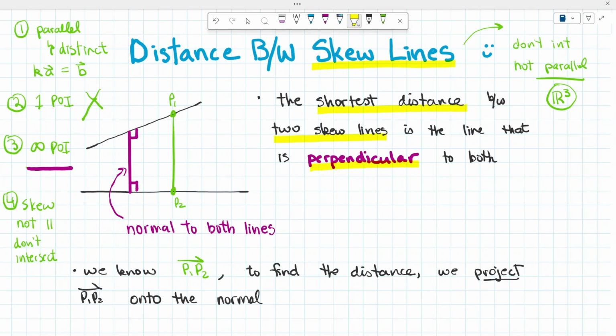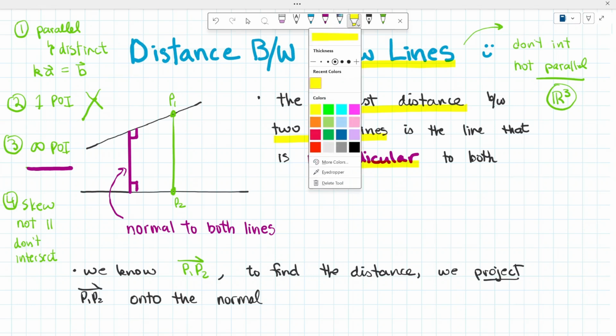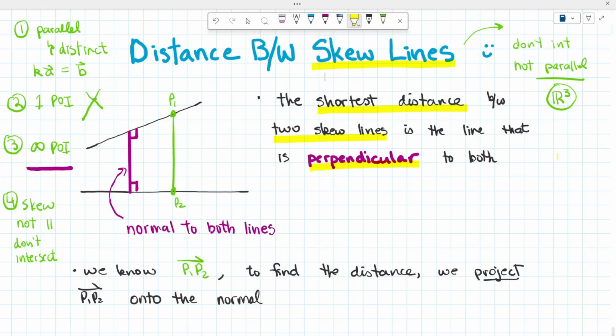If you think about two lines, imagine that you're holding two pencils in front of you and they never touch, they're not parallel, they're placed in different directions. We can see that there are areas that have greater distance and areas that have smaller distance. So today we're going to focus on looking for that shortest distance, and again, that will be a line that is perpendicular to both of them.